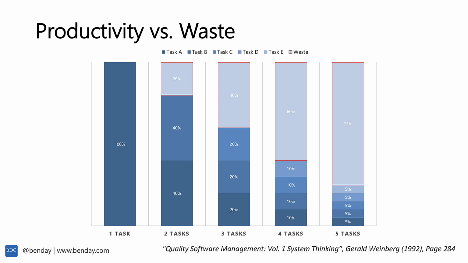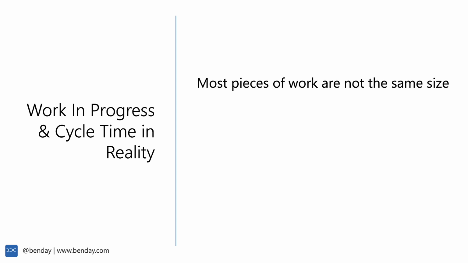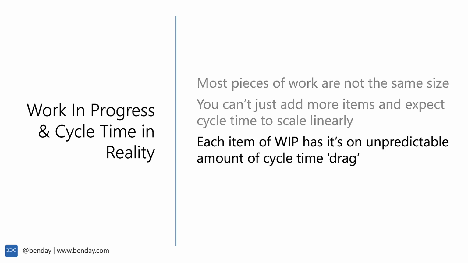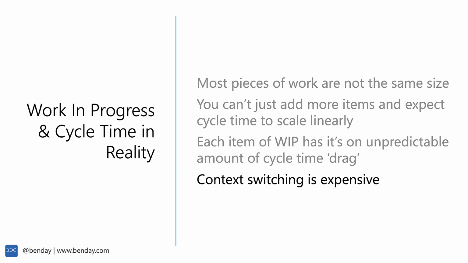So in the example that I was giving, your cycle time scaled linearly, but it really probably isn't going to do that in real life. In reality, most of your pieces of work are not the same size, and you can't just add more items and expect your cycle time to scale linearly. It's probably going to behave in an unpredictable way because each item has its own unpredictable amount of cycle time drag. Plus that Gerald Weinberg context switching tax, just how hard it is for a human to switch between tasks.